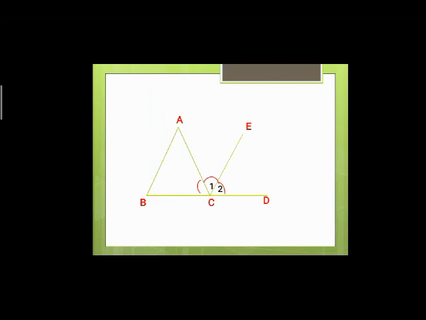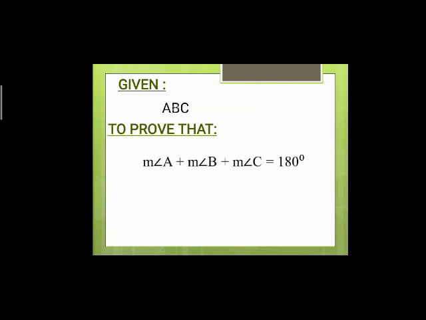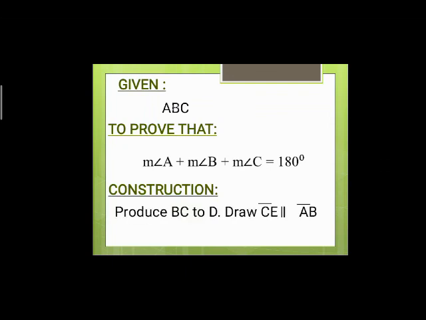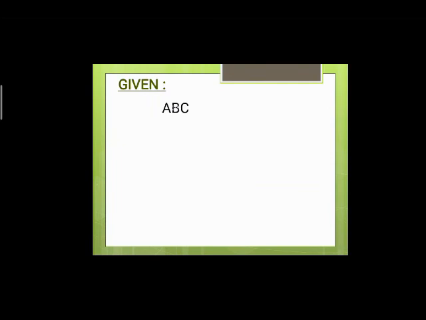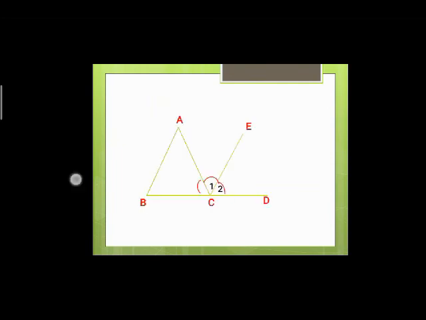So here we have two angles, angle 1 and angle 2. With the help of this diagram and the statement, we prove that. Here we have the statement: triangle ABC. What we have to prove: angle A plus angle B plus angle C is equal to 180 degrees. The construction: produce line BC to D and draw CE parallel to AB. Draw CE and make AB parallel to CE. That's the construction to prove the theorem.